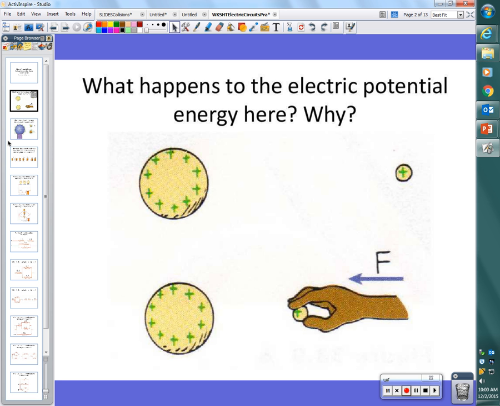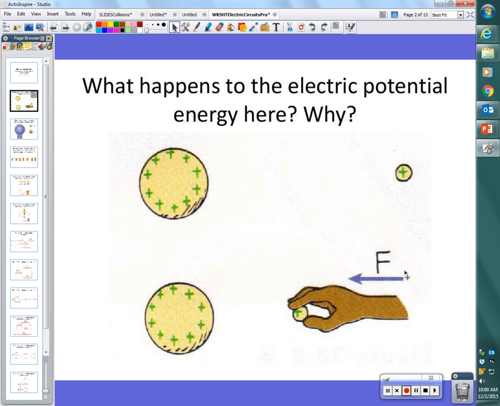Let's talk about this part down here at the bottom. This hand, this arrow, and this letter F. Why is that included in this picture? Okay, force is acting on the positive charge. Will this happen on its own? These positive charges won't come closer together. We talked about that there's only one way to make that happen. What has to happen in order for these two positives to get closer together?